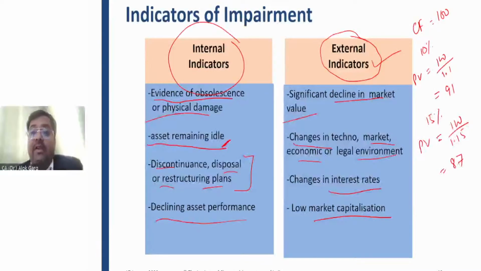Or there could be external indicators like a decline in the market value of that asset, change in technology, change in the legal environment, right? Like BS4 vehicles. Have you heard about BS4 vehicles? The companies were selling these BS4 vehicles at a very low cost. Why? Because the government was banning those vehicles, right? Then a change in interest rate. If the interest rate is continuously increasing, it is an indicator of impairment. Low market capitalization, again, is an indicator of impairment, right?